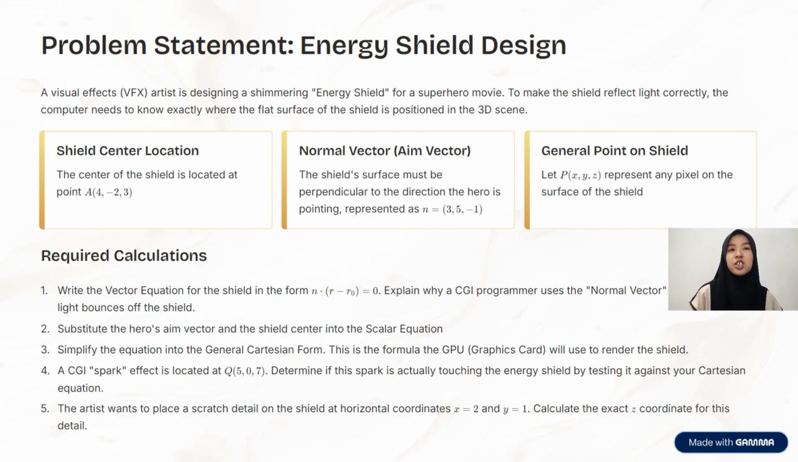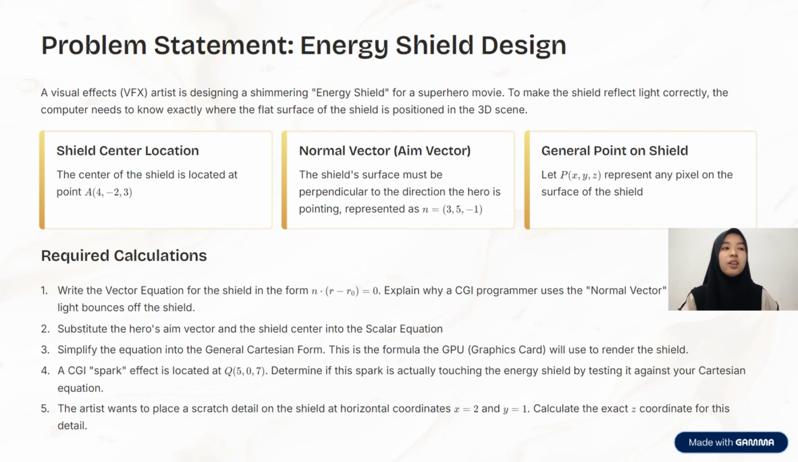Okay, the first one is the sheet center location. The sheet is located at point A (4, -2, 3). Then we have the normal vector, which is the aim vector. The sheet surface must be perpendicular to the direction the hero is pointing. It's represented as n equal to (3, 5, -1).